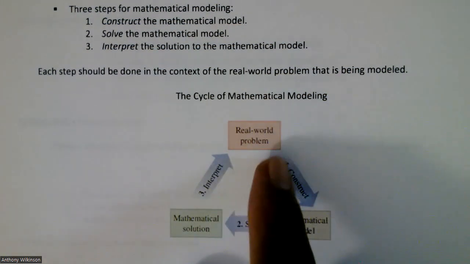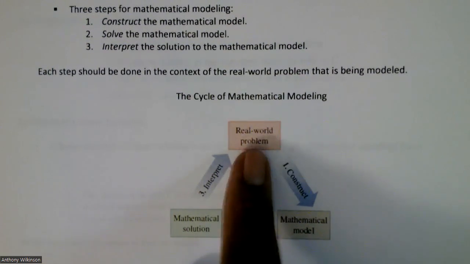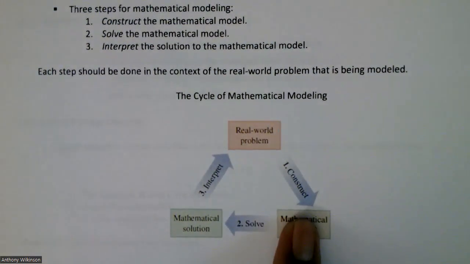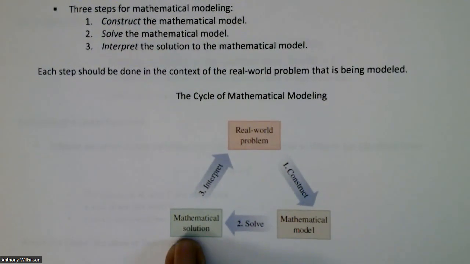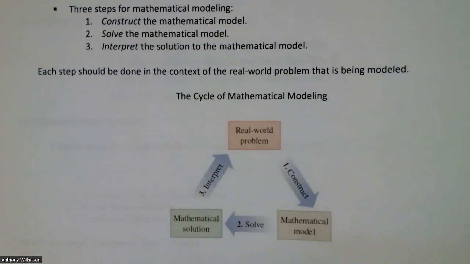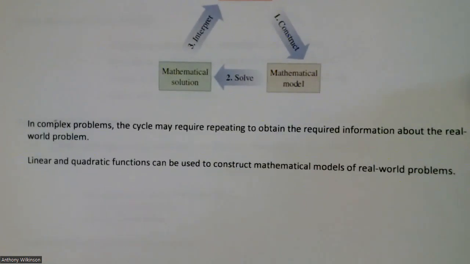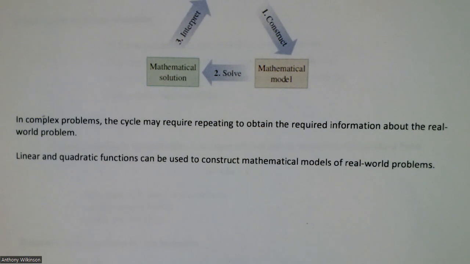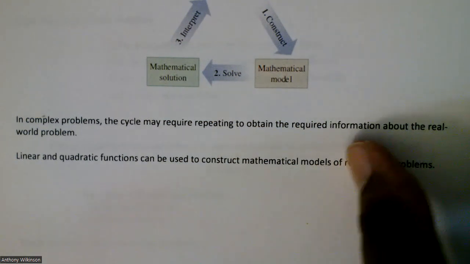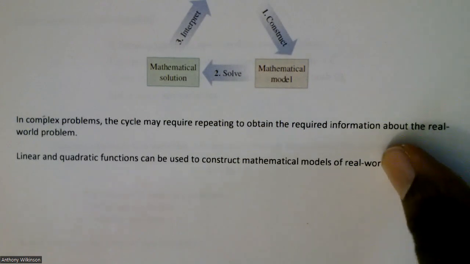So here's a cycle of that model. You have a real-world problem, and then you construct the mathematical model, and then solve the mathematical model, and then interpret that mathematical model. And in complex problems, the cycle may require repeating to obtain the required information about the real-world problem. Linear and quadratic functions can be used to construct mathematical models of real-world problems.